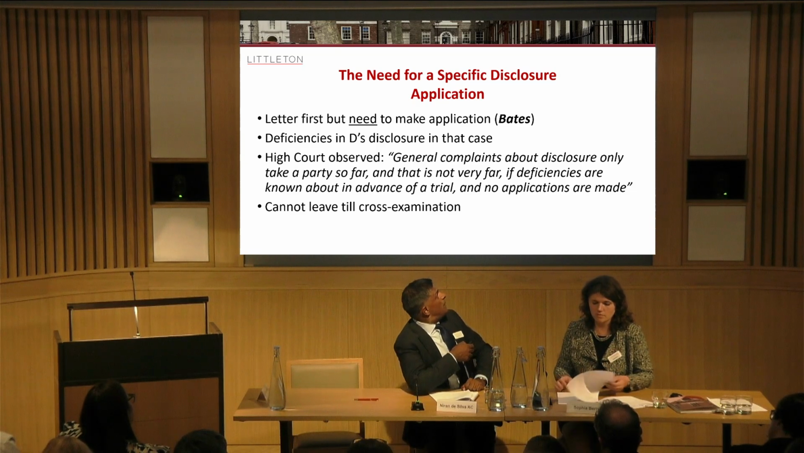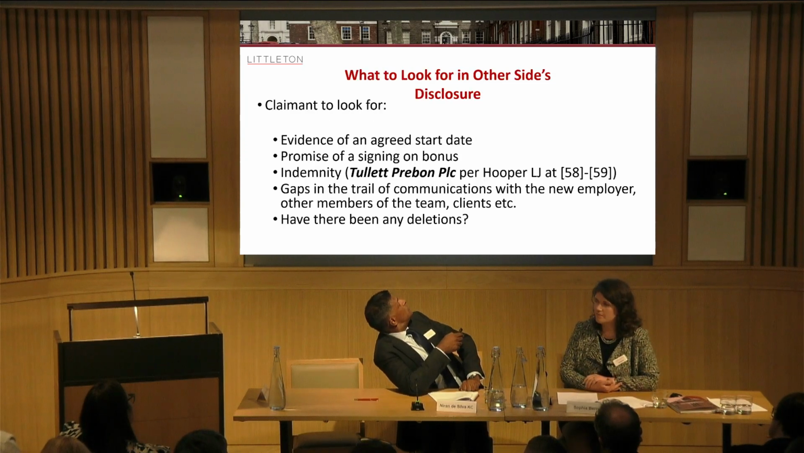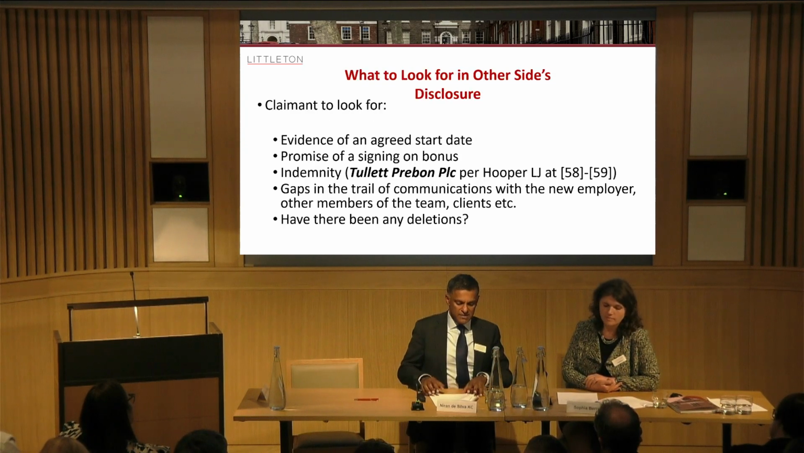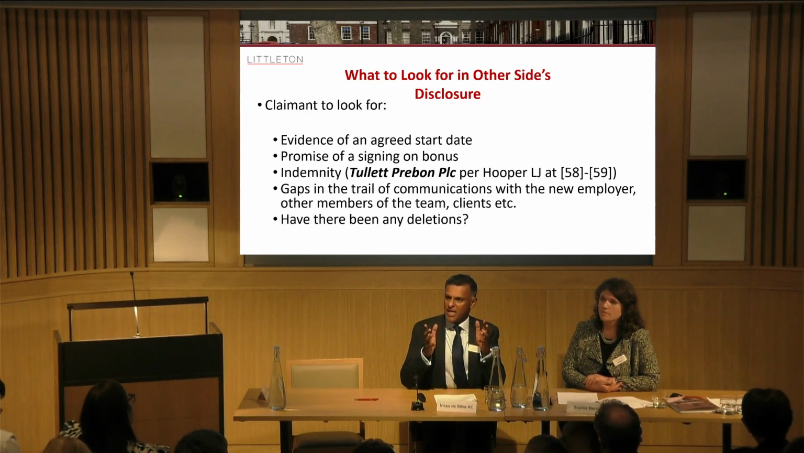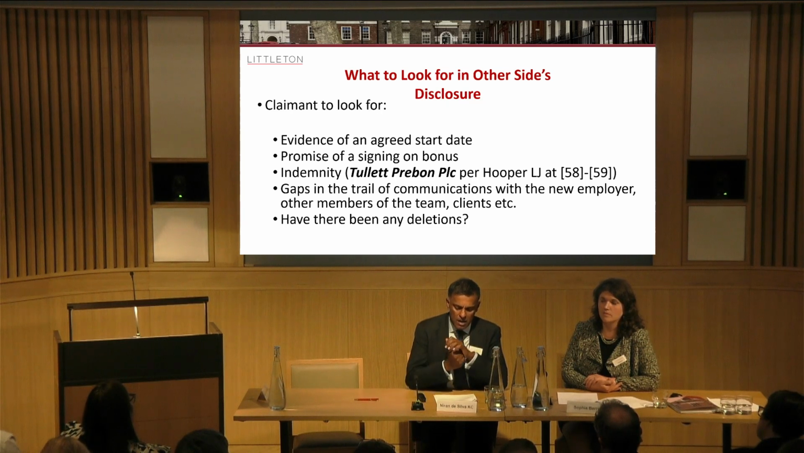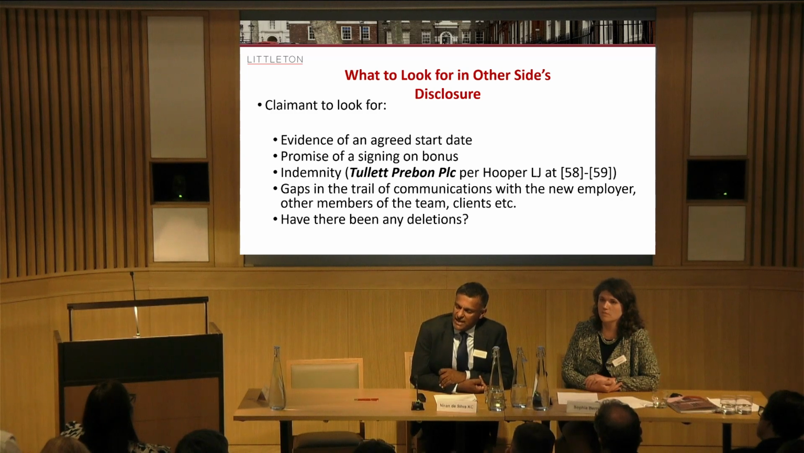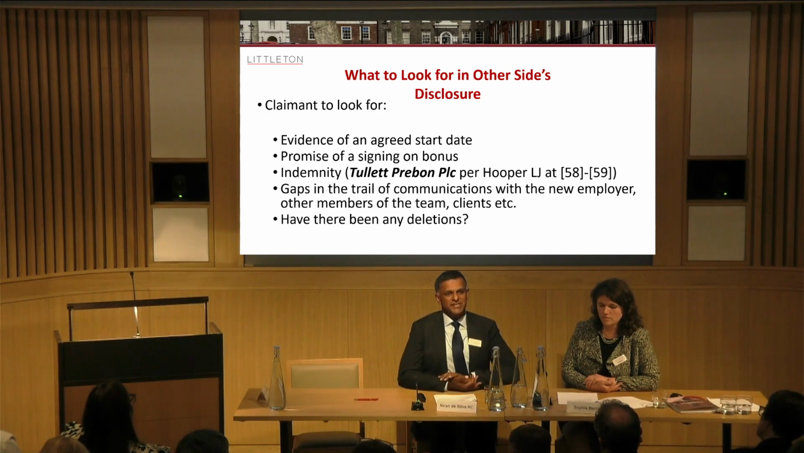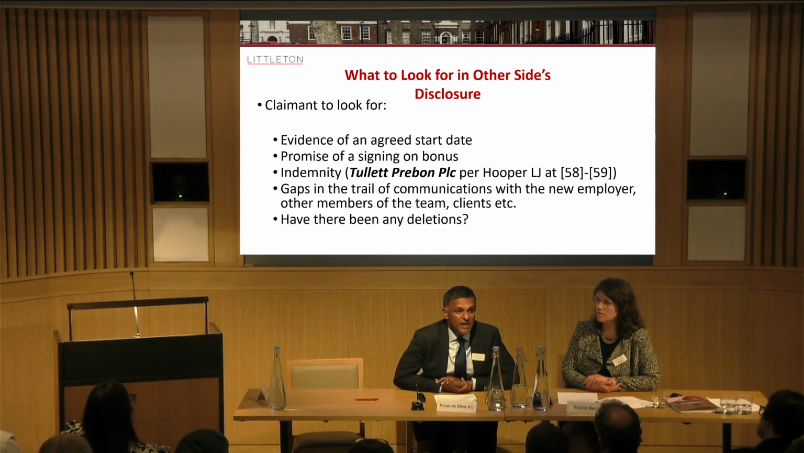So I'm going to make a couple of points about what to look for in the other side's disclosure. I say that with this caveat: obviously each case turns on its own facts, and each disclosure application will be determined according to what the pleaded issues are in that case. But Tullett-Prebon is an interesting case, and it maybe raises issues about disclosure that assist a claimant and don't assist a defendant in ways that they may not necessarily have anticipated.